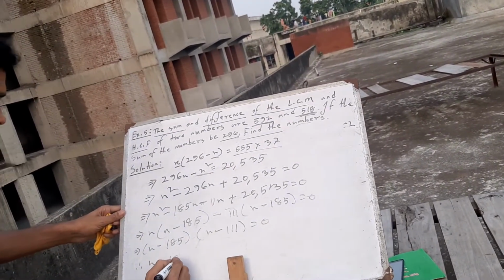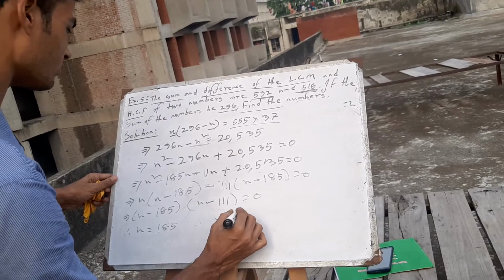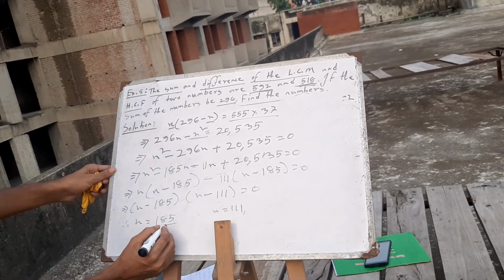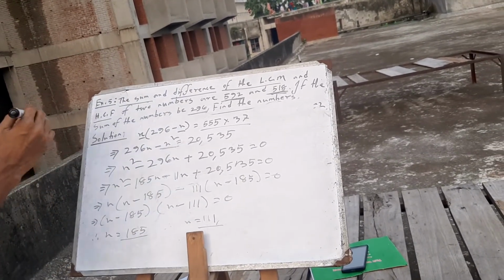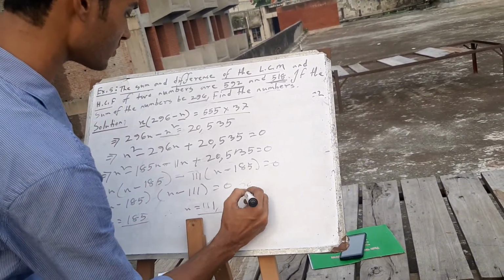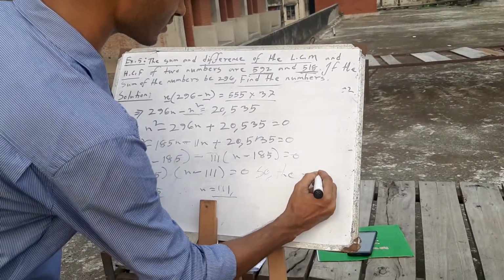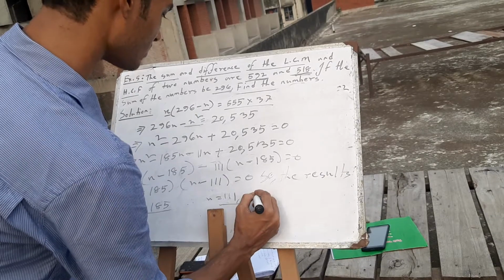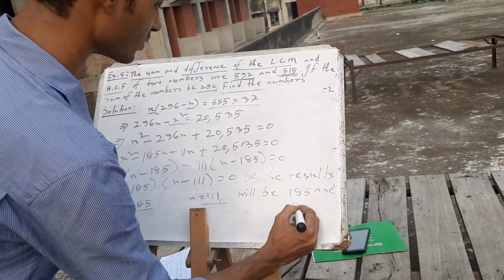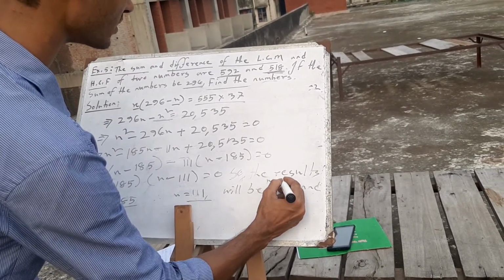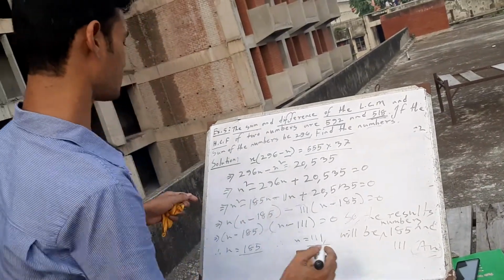After solving this equation, we are able to find the two numbers, 185 and 111. So our numbers will be 185 and 111. That is our solution.